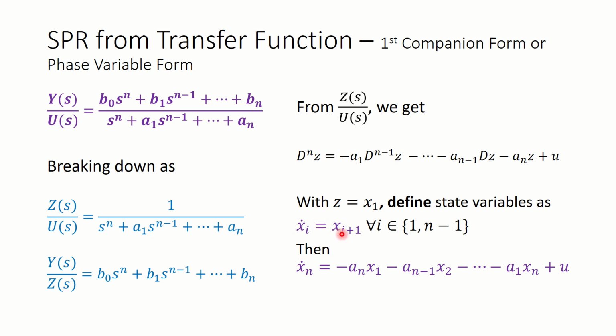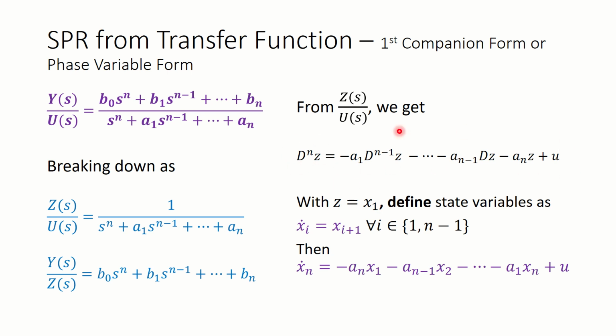So what is xn dot now? Xn dot we have not defined in this way, but if you look closely, since xn dot is xn minus 1 dot, and xn minus 1 is xn minus 2 dot, in this way if you proceed backwards, you will find that xn dot is basically the nth derivative of x1, like dn x1. You have to proceed backwards using this relationship. So xn dot is dn x1, which is basically dnz, which is basically this.